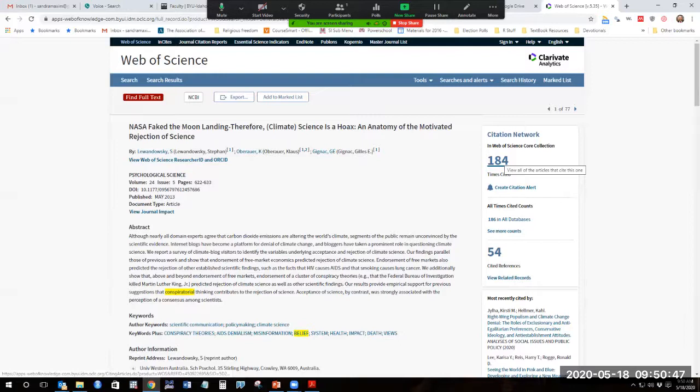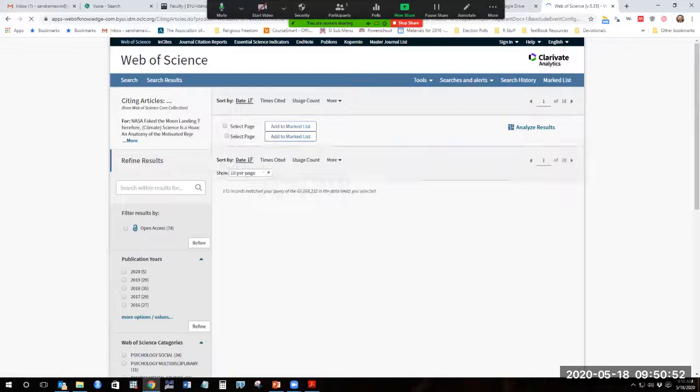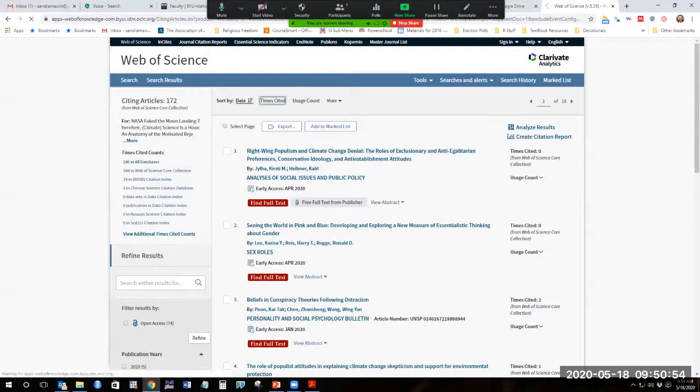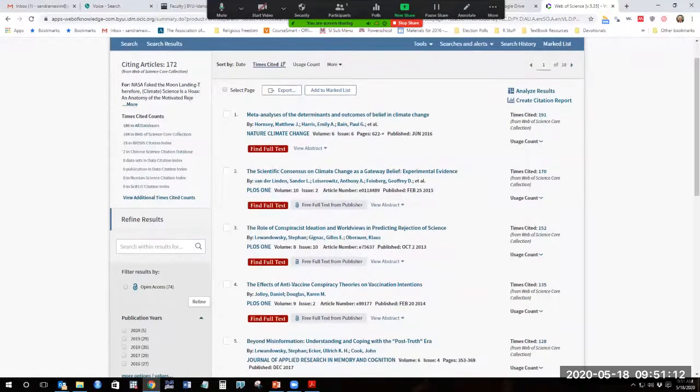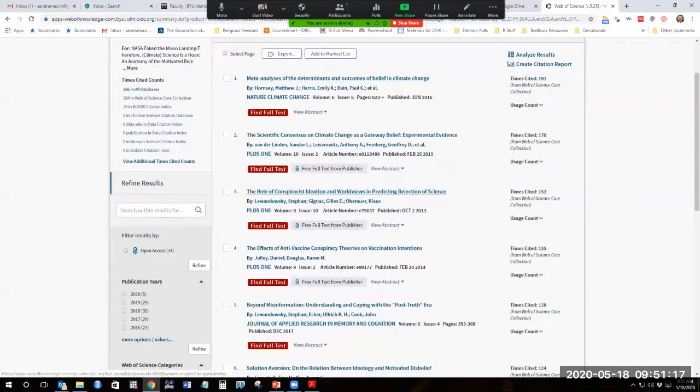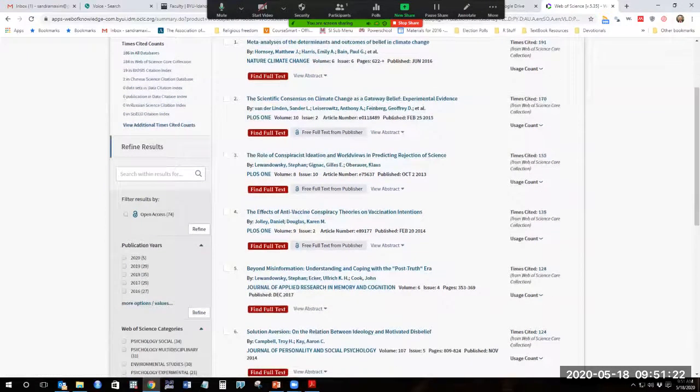Now if I go over here to times cited, this is everybody who cited that. So then what I do is I look at who's citing that. And again, I sort them by the number of times cited, highest to lowest. And this one's been cited 191 times. And this is a meta-analysis. So it's going to go through all kinds of stuff, talking about what determines belief in climate change. So that could be important, right? Who believes it, who doesn't believe it. I suppose it depends on if you think of climate change as a conspiracy theory or not. But this one has this new idea of conspiracist ideation. So maybe that's important, right?